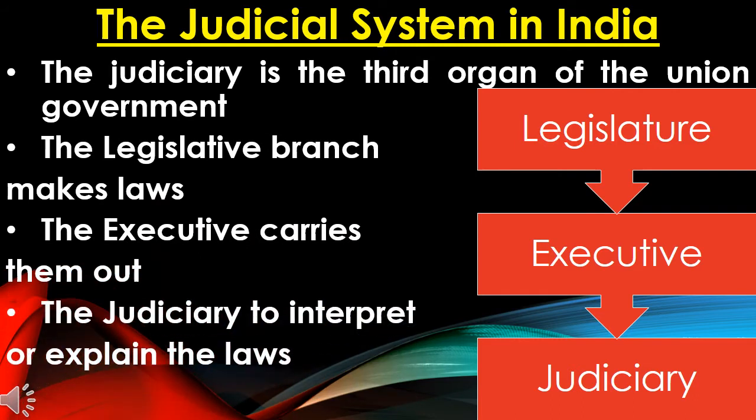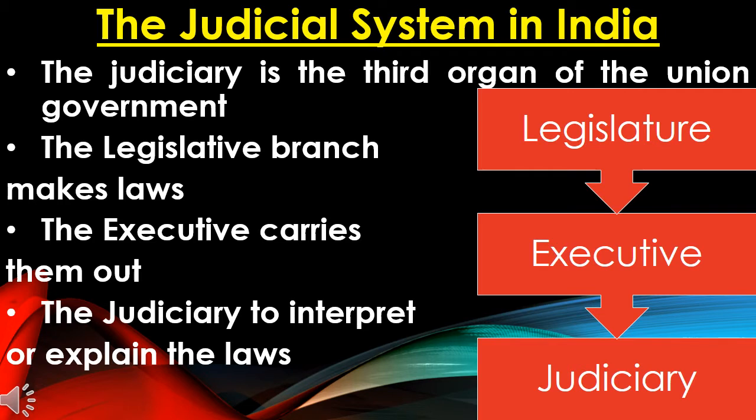The judicial system in India. The judiciary is the third organ of the union government. All the courts at the different levels in a country put together are called judiciary. In a federal system, division of powers between center and the state is essential. Since there is a division of powers, it is possible that disputes might arise between the center and the state governments and among the states themselves regarding their powers and functions.